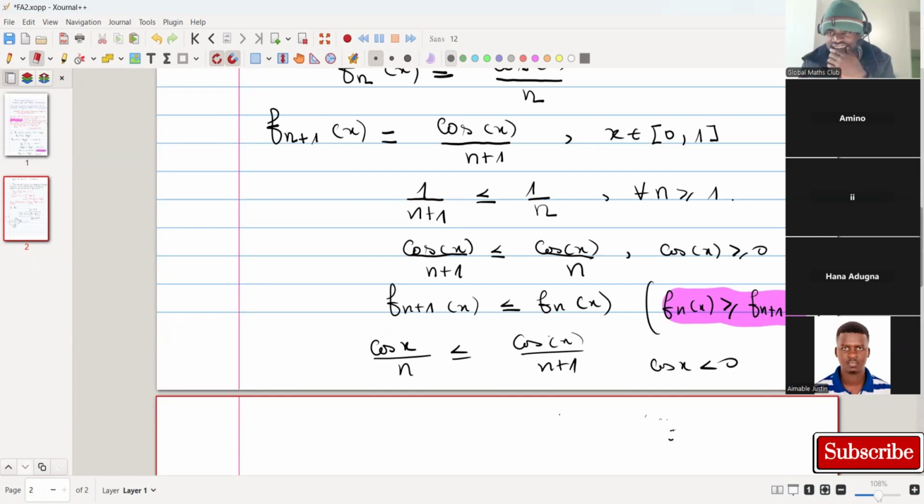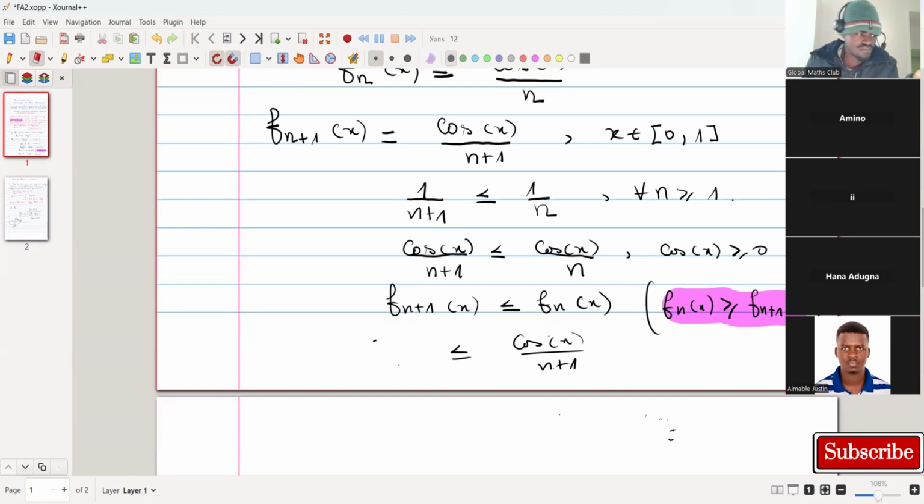But maybe we can check. I don't know if someone can check. But cosine of 0 is what? Is 1, right? So you understood. Obviously, if cosine is negative, you know how you are going to do. So it's not difficult.